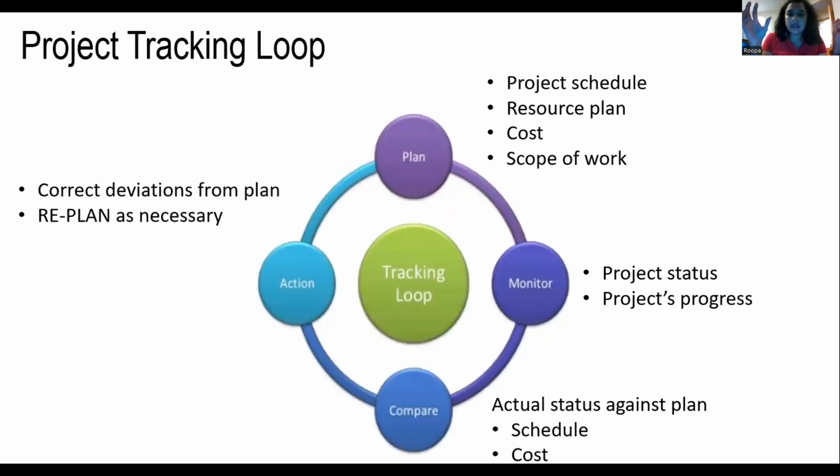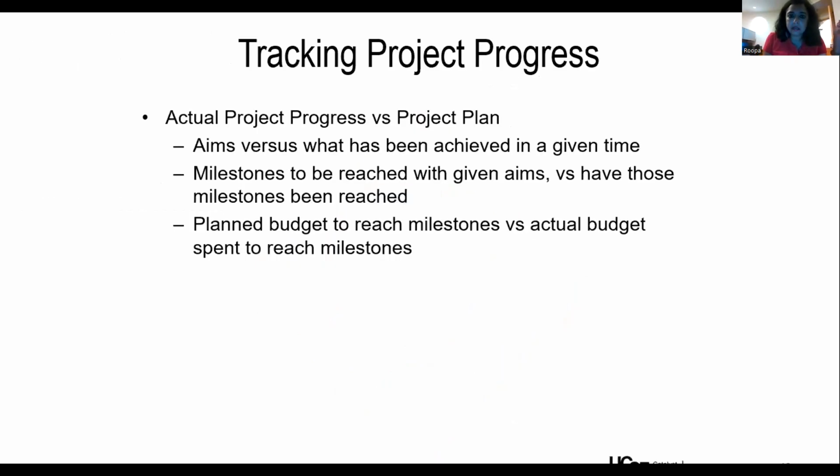And here, again, similar to what we had already spoken about, you plan the project, plan the scope, then you monitor, you track the progress, compare the plan versus what is actually happening, and then you take actions to bring the project back in schedule, or if there's a deviation, to account for it. And here are examples: actual project progress versus project plan, aims versus what has been achieved in a given time, milestones to be reached versus the given aims, have those milestones been reached, and planned budget to reach milestones versus actual budget to reach milestones.